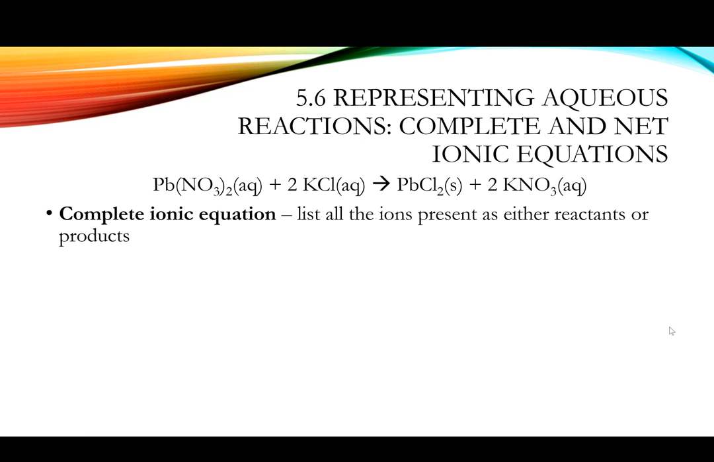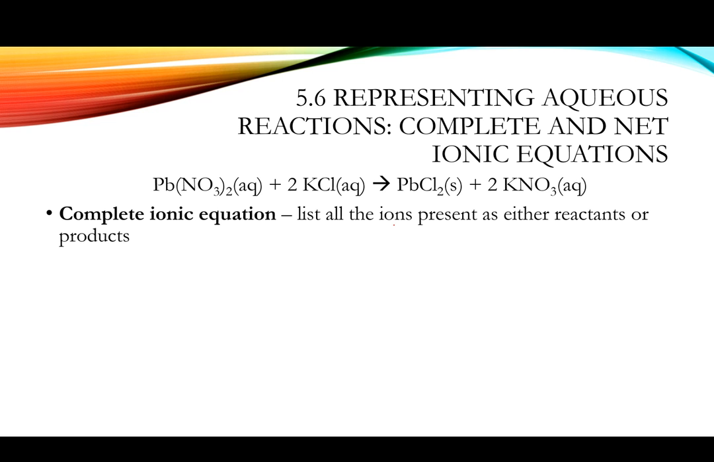Complete and net ionic equations show us more closely what is going on in a double replacement reaction. You, of course, always have to start with a balanced chemical reaction. The chemical reaction that's given is balanced. And then the complete ionic equation is going to list all the ions present as either reactants or products.